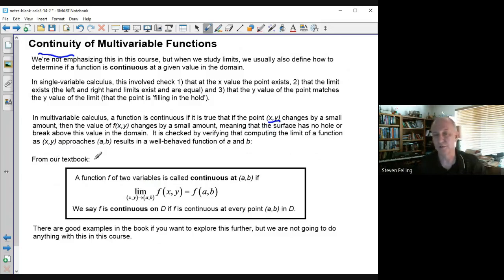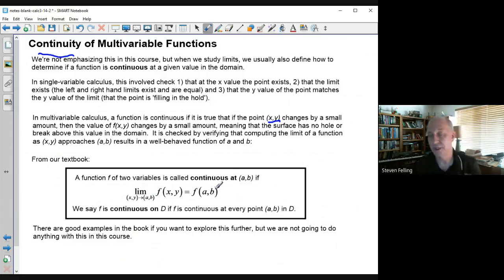We have to go through all the steps we did before to prove that the limit exists as some sort of function. And then we have to say that that resulting function for the limit in the vicinity is well behaved. In other words, the function itself has no discontinuities in the range of the (x, y) that we're considering. So the textbook definition is a function f of two variables is called continuous at the domain point (a, b) if the limit as (x, y) approaches (a, b) of the function results in a function that you can use to evaluate the limit, and that function is continuous over the domain at every point (a, b) in the domain.